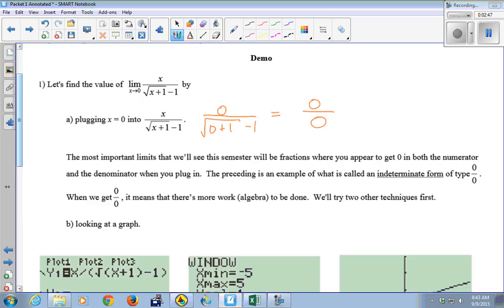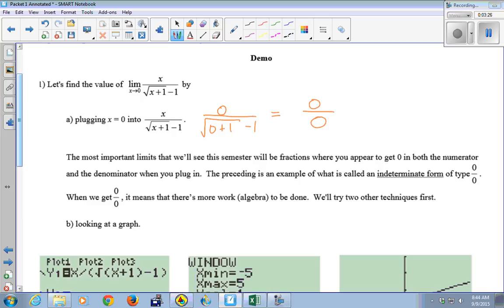All right. So the most important limits that we're going to see this semester are fractions where you appear to get 0 in both the numerator and the denominator when you plug in. So this is what's called an indeterminate form of the 0 over 0 type. When you get 0 over 0, it means that there's more work, read algebra, to be done, right? So there's more work to be done to figure out what happens to the value of that fraction when x is really, really, really close to 0. We can't tell what happens right at 0, right? It's indeterminate form. So we'll try instead to look at what happens when you get really, really close to 0.